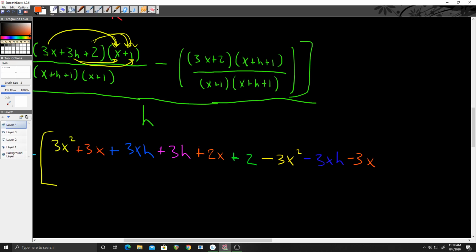Now the 2. So 2 times x plus 2x. But then it's being subtracted, right? So minus 2x. 2 times h. It'll be 2h. 2h with a minus. All going to be minus. Minus 2 times 1. 2 minus.